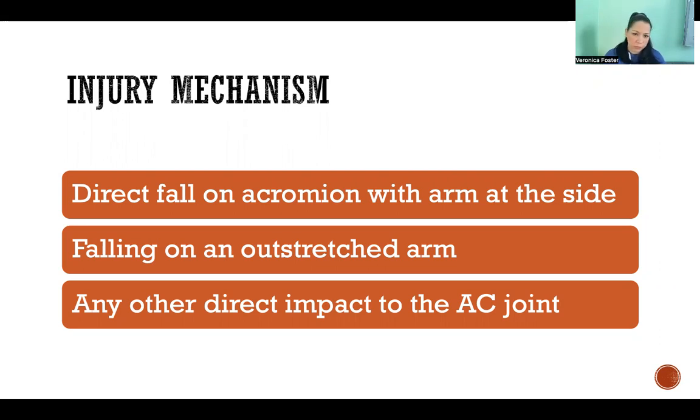It happens in football, all sorts of different sports, and can happen in car accidents. In that case, it wouldn't be a fall, but it could be an impact directly on the acromion. It also can happen indirectly. An indirect injury mechanism is where, for example, you fall on an outstretched arm, putting your arm out to catch yourself when you're falling. You're not putting force directly from an impact on the joint, but the force is going through your arm and being transmitted through that joint, and that can also cause a separated shoulder, or really any other direct impact to the AC joint.